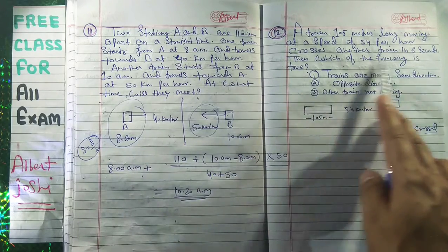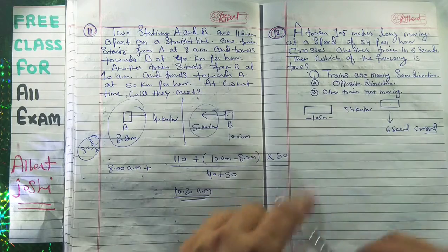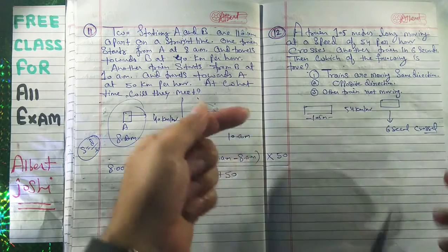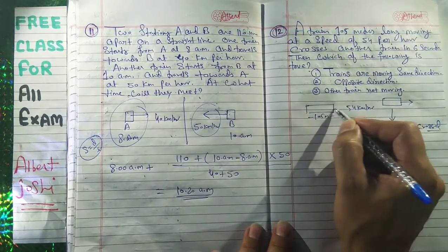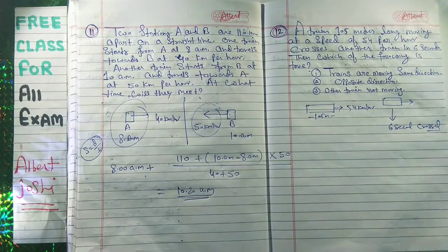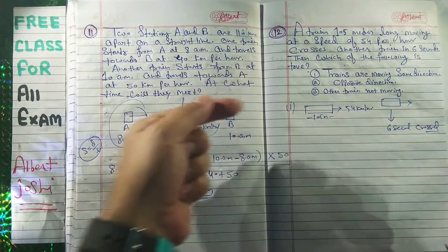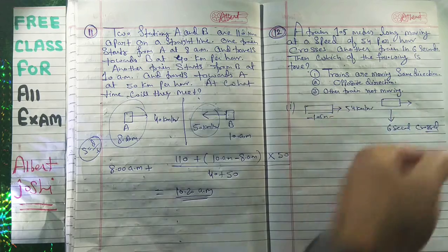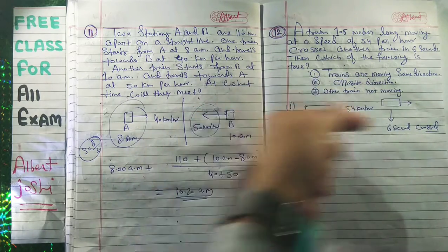Then which of the following is true? Number first: the trains are moving in the same direction. This one is moving this way and that one is also moving this way. For condition number first, when both are going in the same direction, you have to subtract the speeds of the trains.